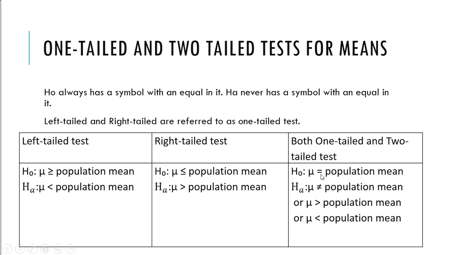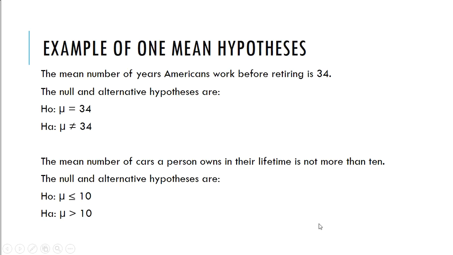The equal one over here gets a little bit tricky. The null hypothesis is the mean equals the population mean, and the alternative is the mean doesn't equal the population mean. Unfortunately, in this book, it's a little confusing because when the mean equals the population mean, the alternative can be not equal, greater than, or less than. So you want to watch out for those things.